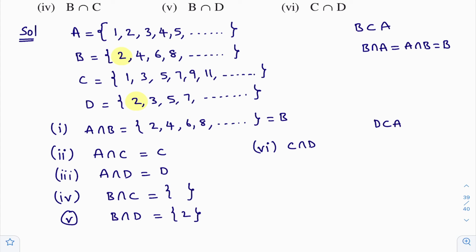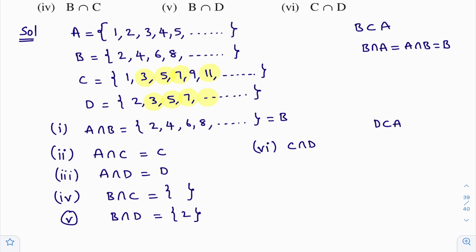Okay, you observe set C and set D. C intersection D. Is there any element common in C and D? 3 is the element which is common in both. 5 is the element which is common in both. 7 is the element which is common in both. 11 is the element which is common in both, because D is the set of all prime numbers. In this, 9 won't come, right? Next, 11 only will be there.